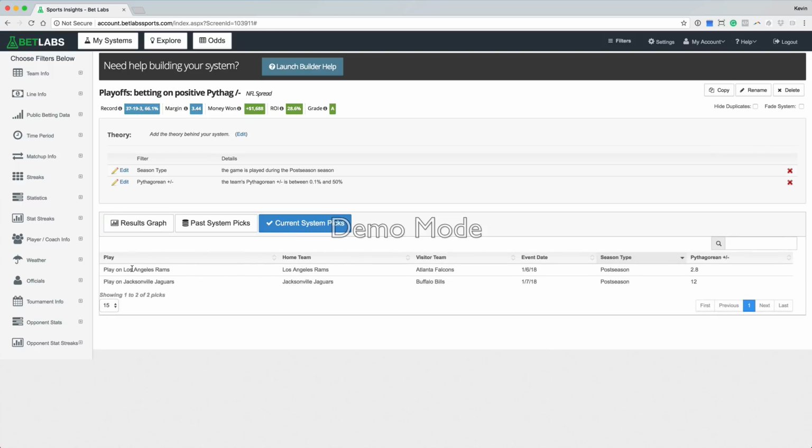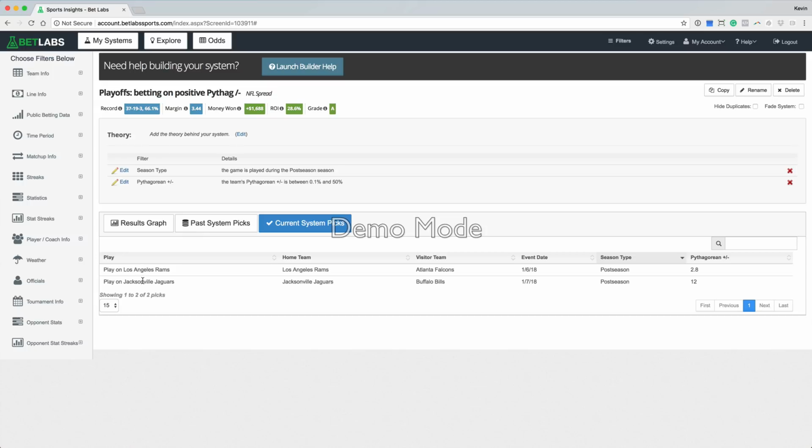So this week we've got 4 games in the wild card round, and we've got 2 picks from the system. There's a similar system. I won't give it away because it is something that BetLabs members can get access to. But it's a similar system, and it's basically fading teams with a negative Pythagorean theorem. So we've got 2 matching this positive one here, and that's the Rams and the Jaguars.